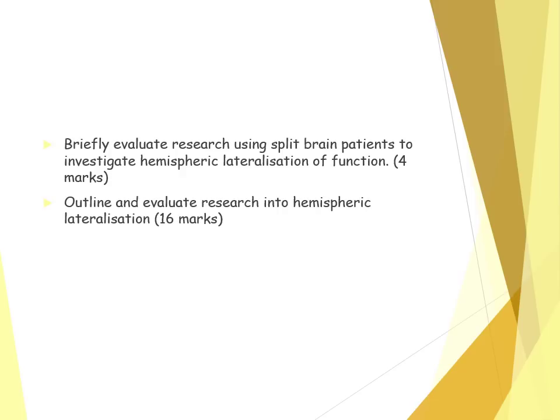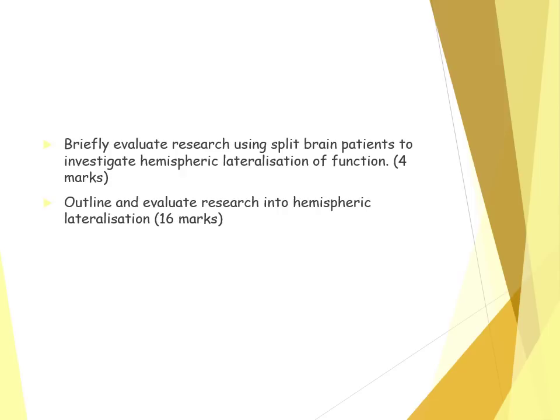And then, outline and evaluate research into hemispheric lateralization. So your outline would be your idea of what hemispheric lateralization is: one hemisphere being dominant for a certain task over another. Then the idea of what the left is generally meant to be dominant in, so left is meant to be language and speech, whereas right is visuospatial tasks, and information is transmitted across both hemispheres to one another via the corpus callosum.